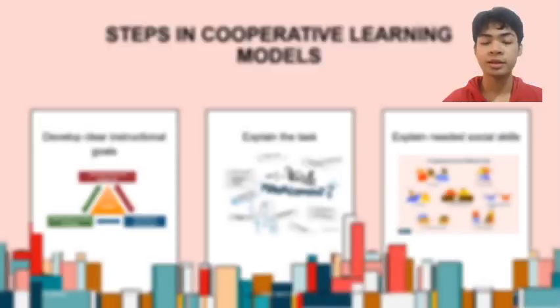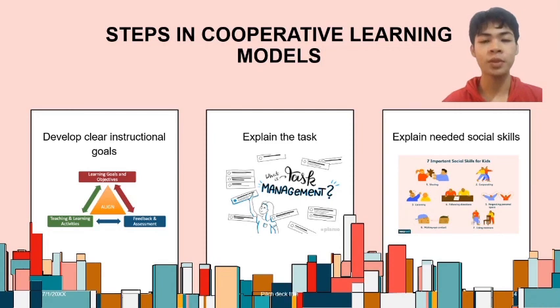So now, let's dive into the steps in cooperative learning models. First is develop clear instruction. Here, the instruction must be clear. That's why in every group, there's a leader so that it leads its members the right way. Next is explain the task. Here, it is very important that you explain the task carefully so that it can be done smoothly without being rushed and without having errors in the task or in a group activity.